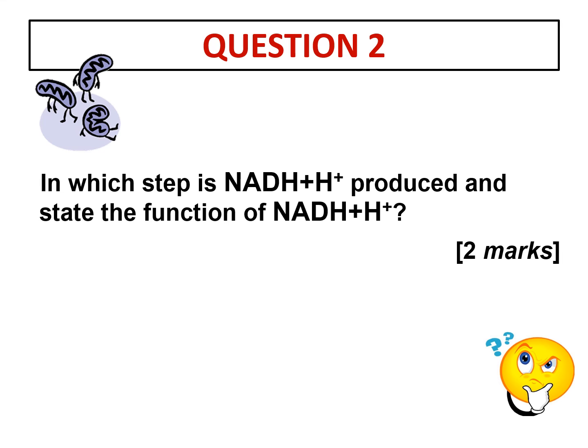In which step is NADH plus H plus produced? And state the function of NADH plus H plus. Do you remember? NADH plus H plus is produced at step 6, and the function is as oxidizing agent. Another function to be mentioned is NADH as electron carrier.